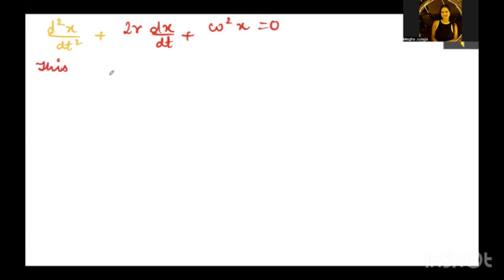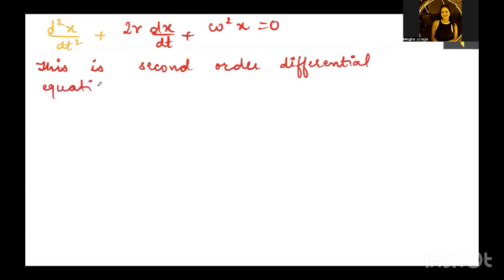This is the second order differential equation of damped simple harmonic motion. Okay, now what do we need to do after this? Now we need to calculate its solution. Okay, now what are we going to find out? We have to find out the solution.